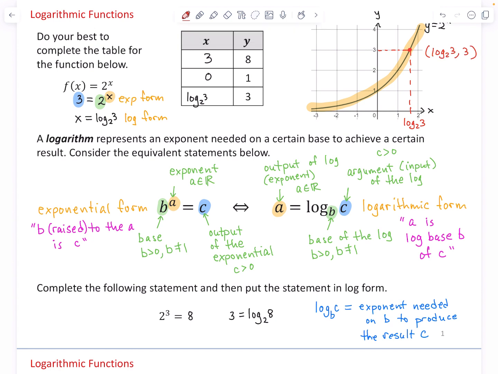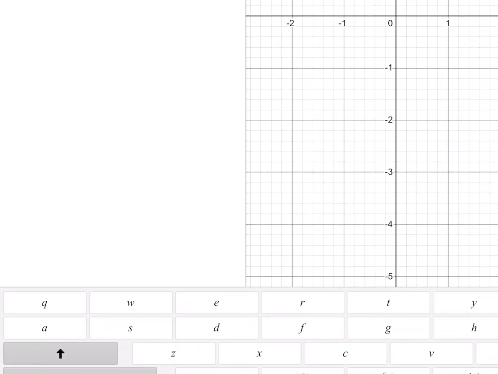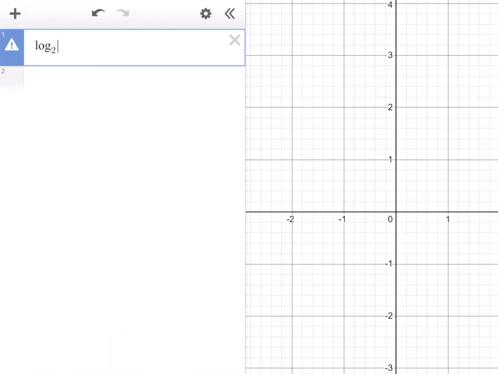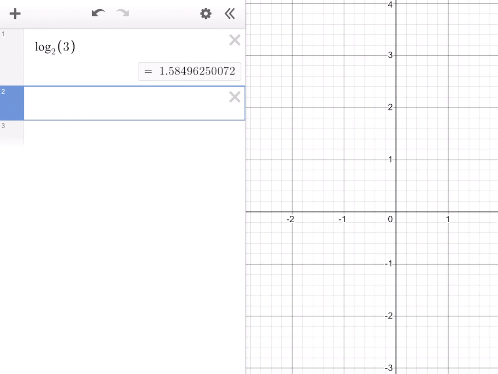So we have a notation, at least, for this missing x-coordinate, but how can I approximate its size? We can use technology to do this. In Desmos, for example, type in log, then hit the subscript button, base 2, then exit out of the subscript, and you can use parentheses to contain the argument, which is a good idea, and then put 3 into that position of the argument.